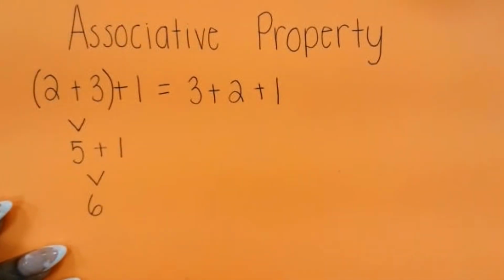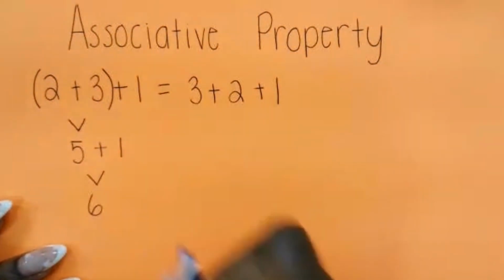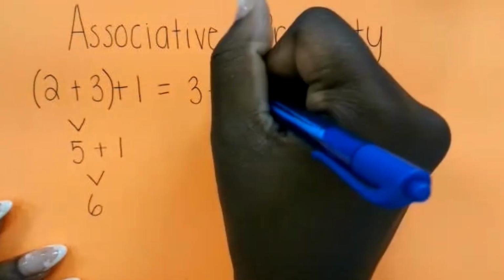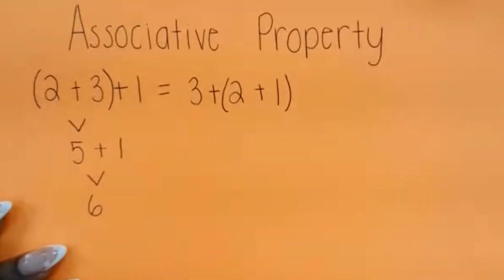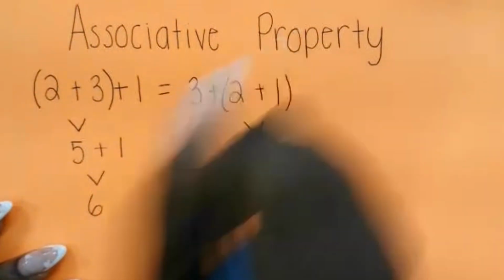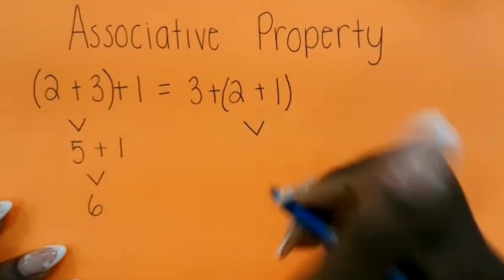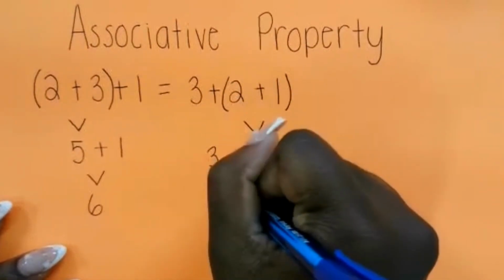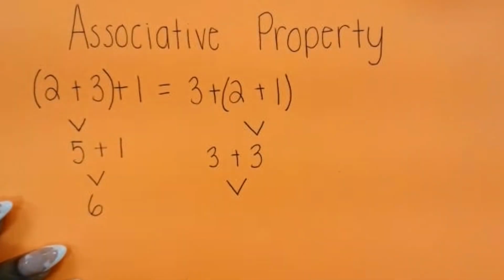I'm going to come over to the other side and see if I can get the same answer with the same numbers. I'm going to put my parentheses around 2 and 1. Class, 2 plus 1 is what? 3. I'm going to bring down my 3 so I can solve it. In class, 3 plus 3 is what? 6.